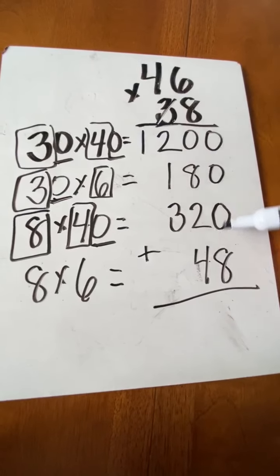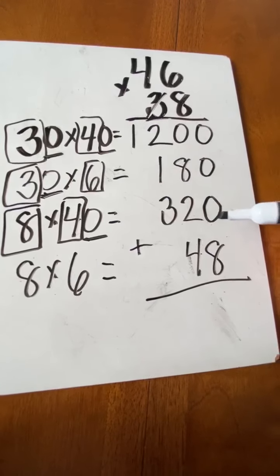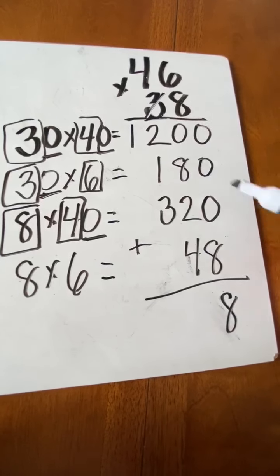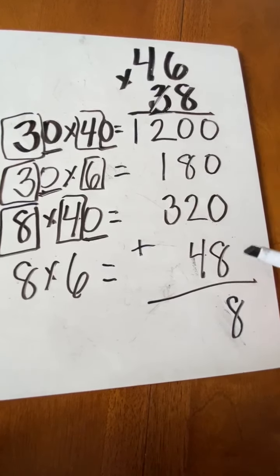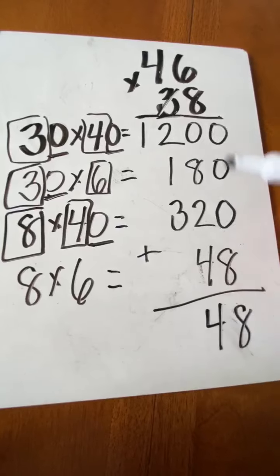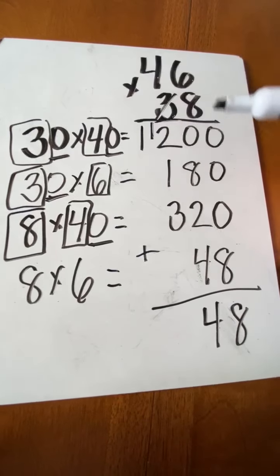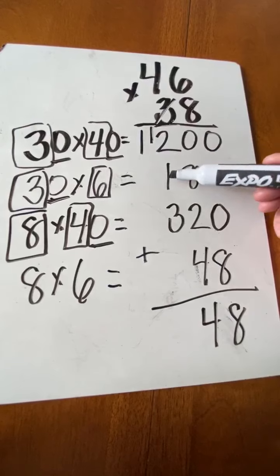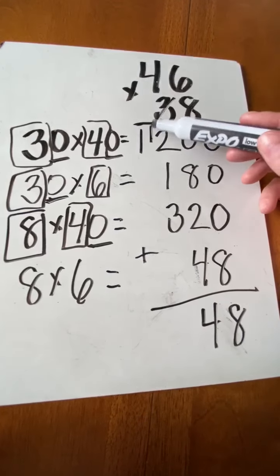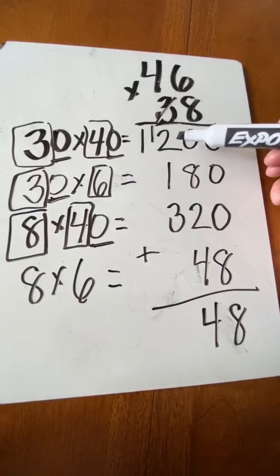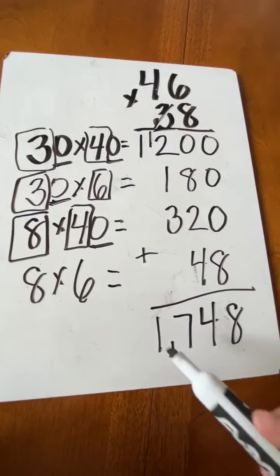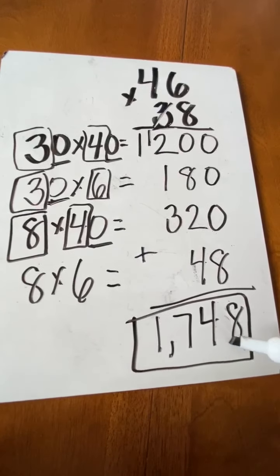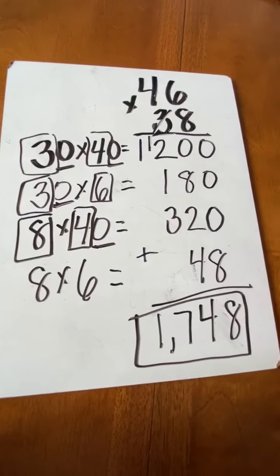Now I'm going to add these all up. 0 plus 0 plus 0 plus 8 is 8. Here I have 8 plus 2 plus 4, which is going to give me 14. So I put my 4 in and carry my 1. Now I have 2 plus 1 plus 3 plus this 1. So I have 3, 4, 5, 6, 7, and carry my other 1 down. So my answer is going to be 1,748. Right, let's do one more problem together.